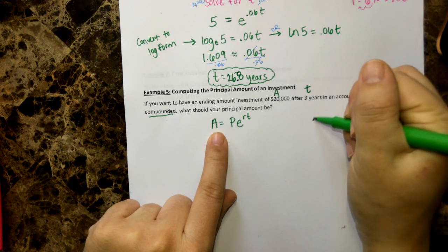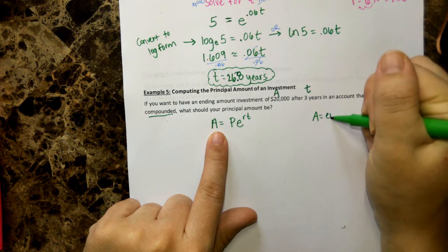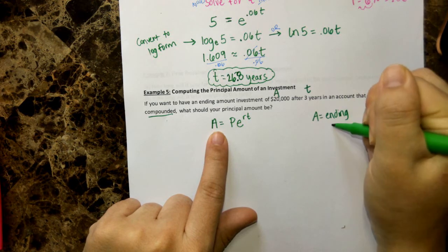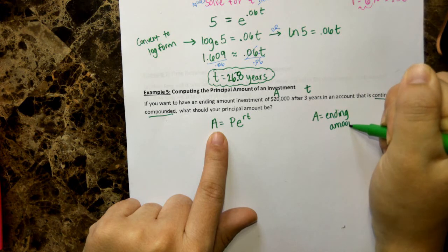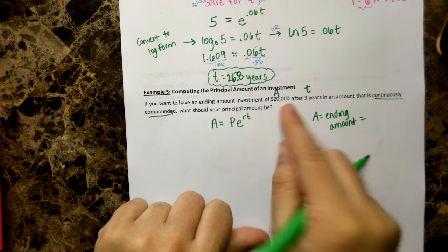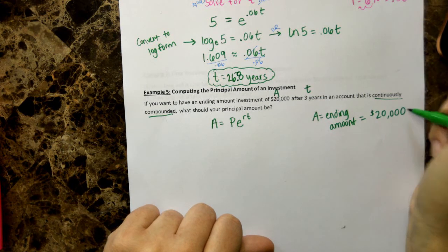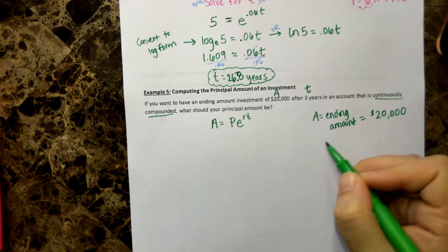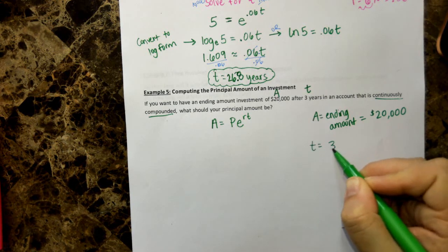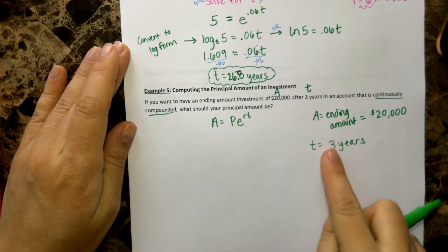A is the ending amount. Remember, ending amount. And we already know what we want in the account ending to be. It says you want to have an ending amount of $20,000. We know that the time, T, is 3 years. And so let's go ahead and plug this into our formula.